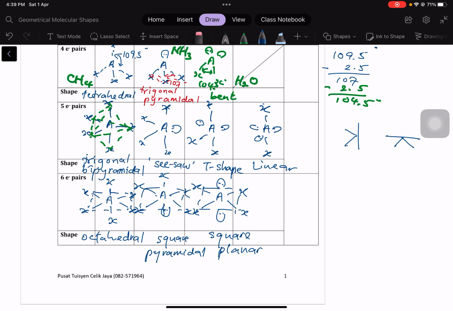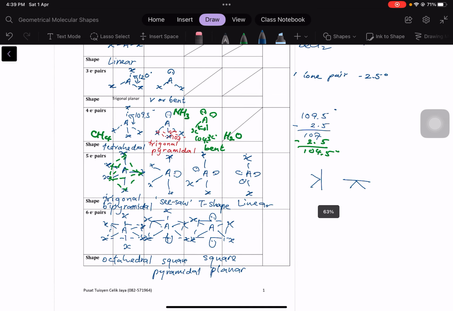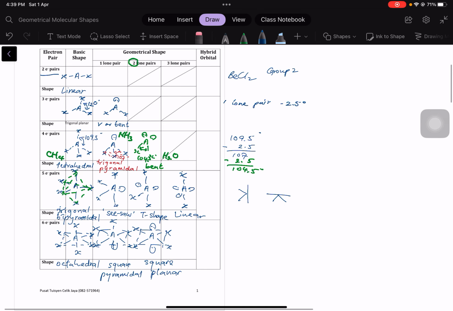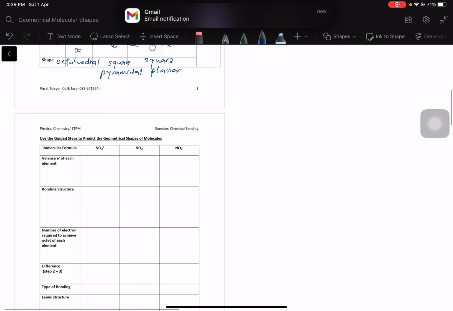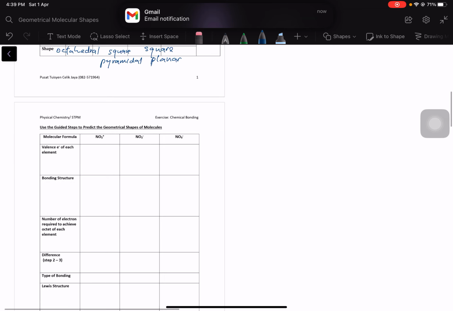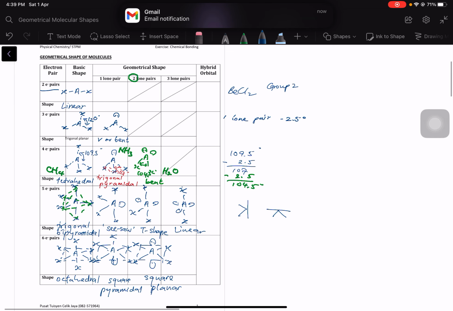Now I hope this video makes sense to you all, covering all the geometrical shapes that you need to learn for the college level. You may scroll down on the worksheet provided, and you will be able to try the following exercise. I hope this makes sense and helps you all in revising your geometrical molecular shapes. Bye.